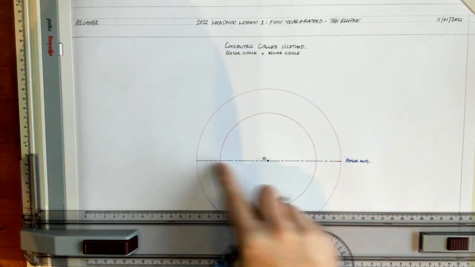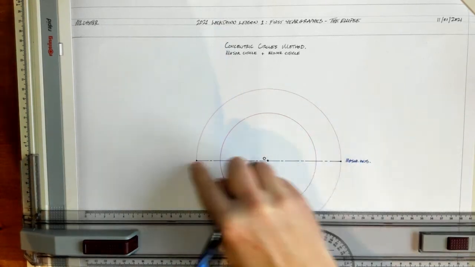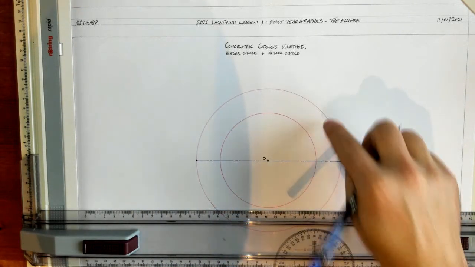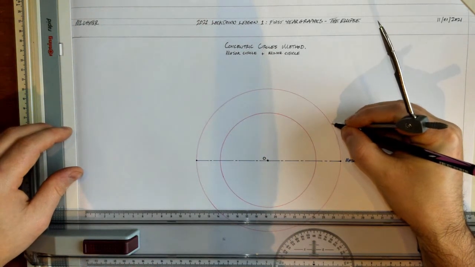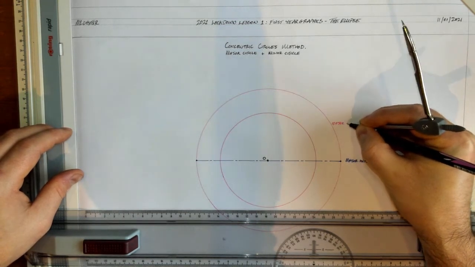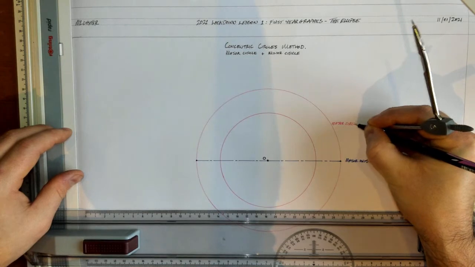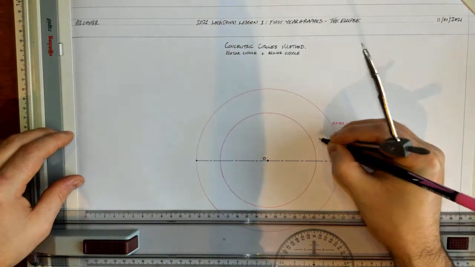Okay, and the major axis reaches the major circle on both sides, because this is the major circle. Okay, and just in case we need any clarity on that, we might as well write it in. This is the major. And this one in here would be what? The minor.